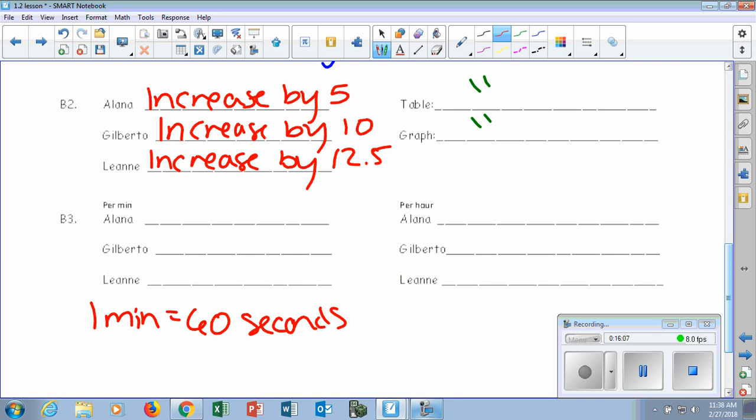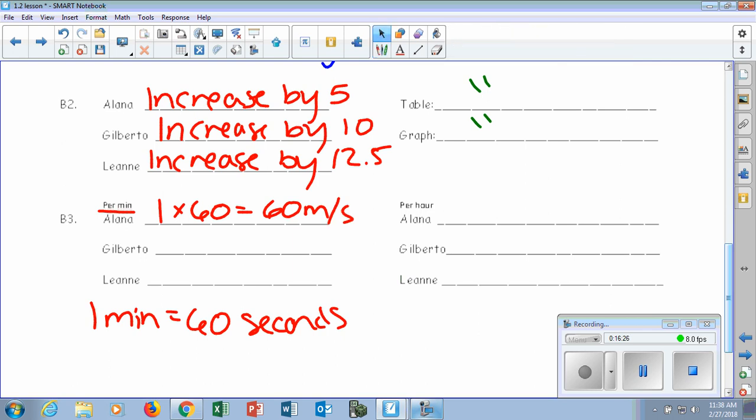So it says per minute, what is Elena's distance? Well, in 1 second, Elena walks 1 meter. So we have to multiply that by 60 to figure out how far she's going to walk in 1 minute, which would be 60 for Elena. And then we're going to do the same thing for Gilberto and Leanne. We have to figure it out in minutes, and since we already have it in seconds, we're just going to multiply that number by 60 to determine what it is in minutes.